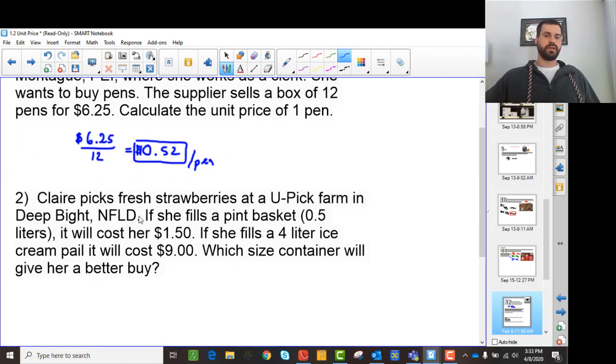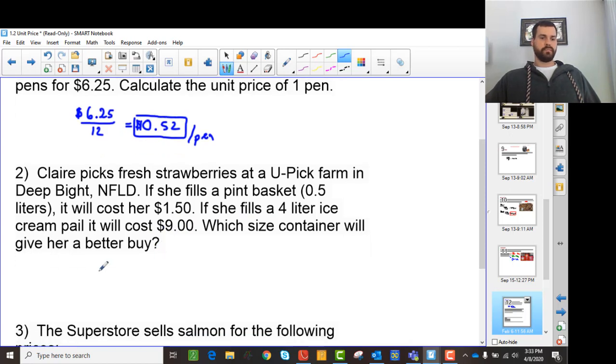So this one says Claire picks fresh strawberries at a U-Pick. If she fills a pint basket, it costs her $1.50. If she fills a 4-liter ice cream pail, it costs her $9. Which one's the better buy? So I take $1.50 and I divide it by 0.5, and that gives me $3 per liter, sorry, not per pint. It's a half liter that is a pint, all right? So then we take $9 and we divide it by 4.